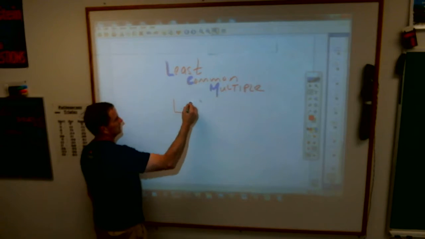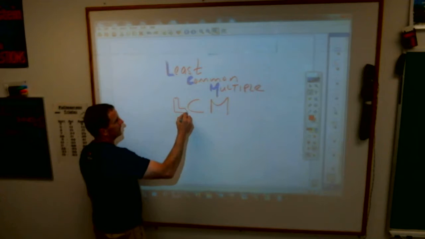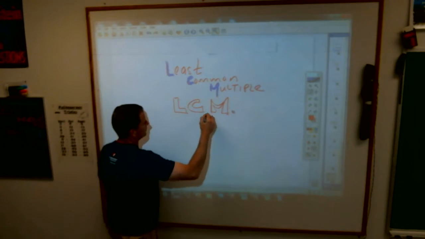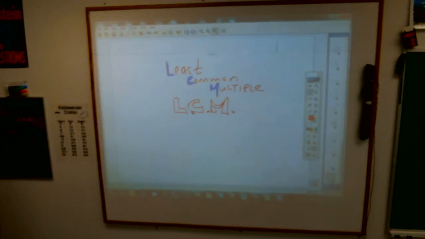Anyways, the book and I will also refer to that rather than writing out those long three words. If you see the letters LCM, that means you're looking for that least common multiple. And once you see the example, I think that will make sense to you.